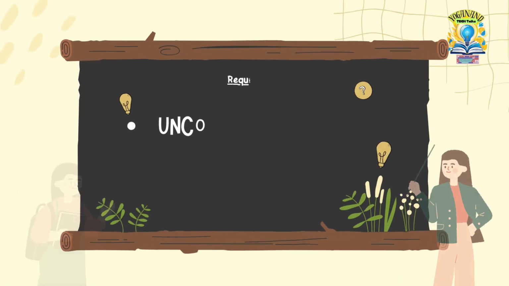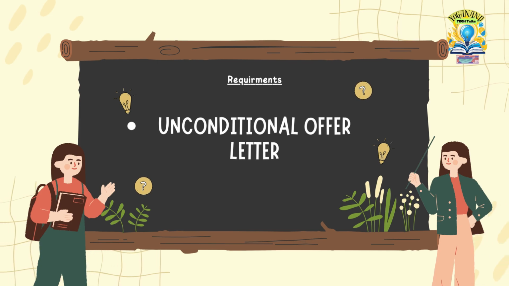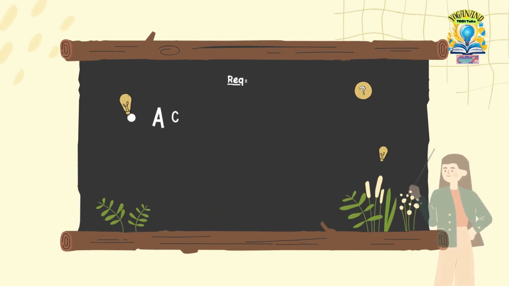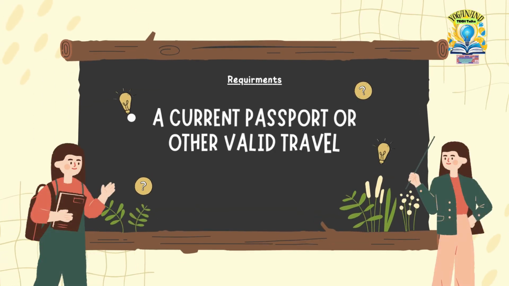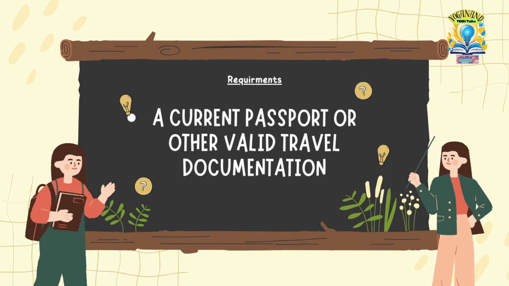Once you receive your unconditional offer, these are the requirements that you have to have in your hand to apply for the visa. The first important thing is the passport. Make sure that your passport is not expiring soon, maybe within 3 months or 6 months. So just check the date before you apply for your visa. And next, please check your unconditional offer letter to see that the course and everything you expected is included.